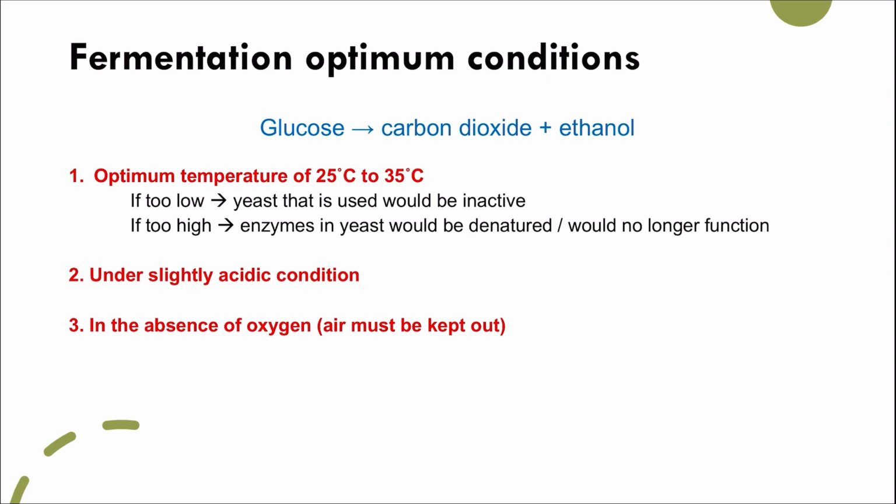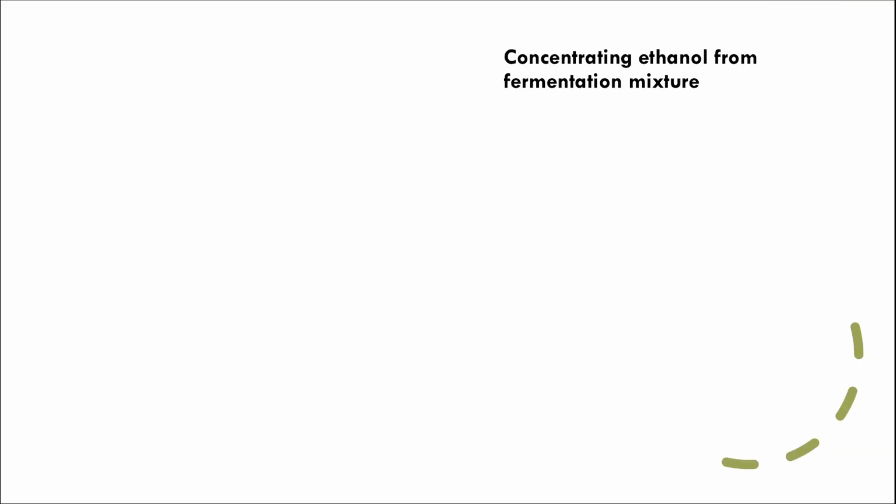The main reason for the need for the absence of oxygen is that if the alcohol is produced in the presence of oxygen, the oxygen can oxidize the alcohol to give you carboxylic acid. So instead of getting the alcohol, you will get the carboxylic acid straight away. So it needs to be done in the absence of oxygen.